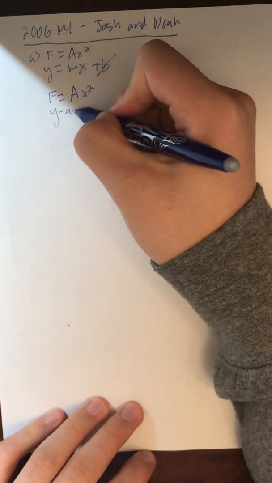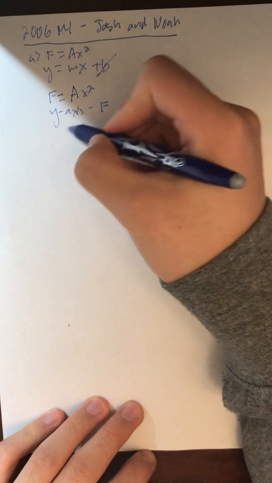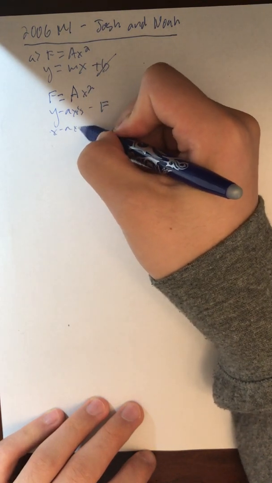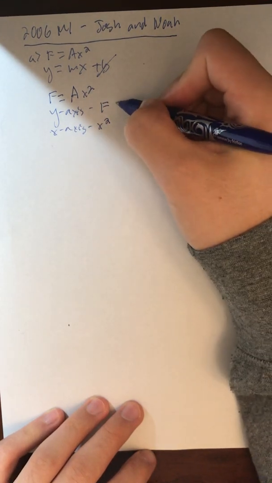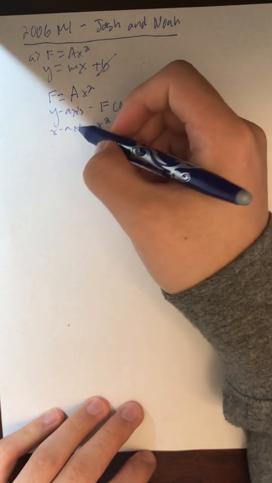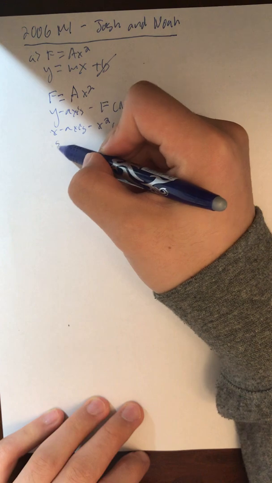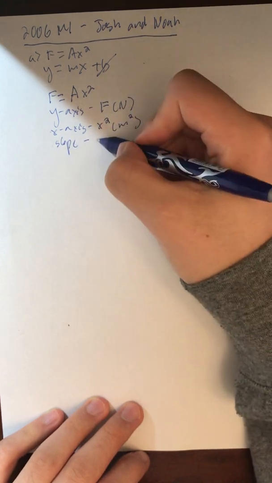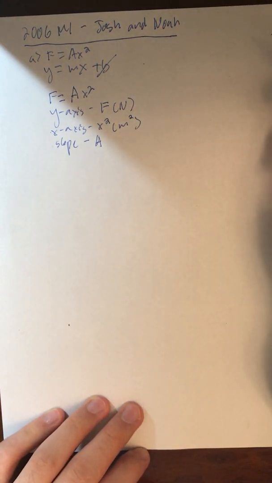So the y-axis is F, and the x-axis is x squared. This is in newtons, this is in meters squared. And the slope, or m, is a, our constant.